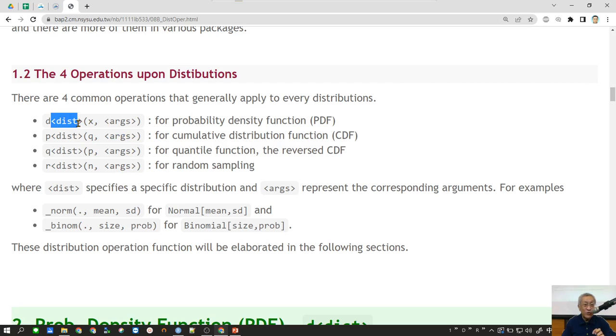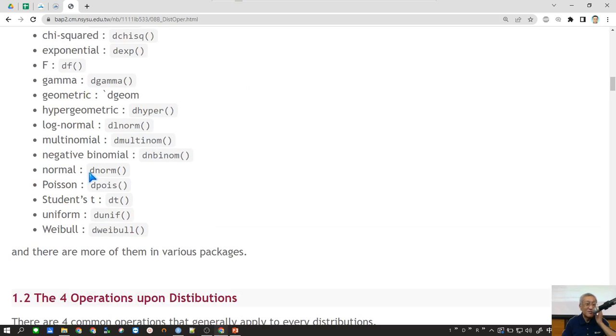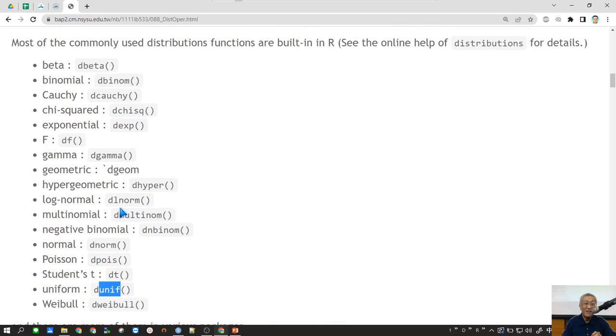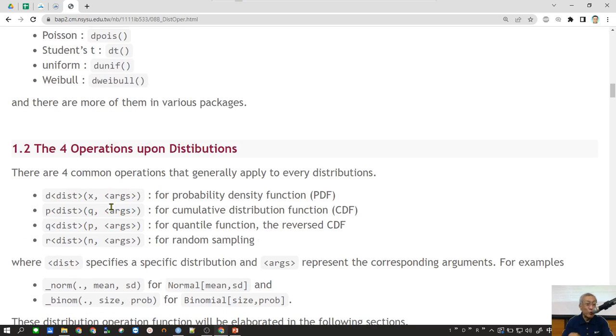So the distribution could be any one of these. For example, normal, then you have norm. Poisson, you have pois. T distribution, you simply have t, and this is uniform distribution. Binomial distribution, chi-square distribution, geometric distribution, hypergeometric distribution. So you replace this with the name of the distribution, and you replace this with the arguments of that distribution. We know that all of these theoretical mathematical distributions have arguments.